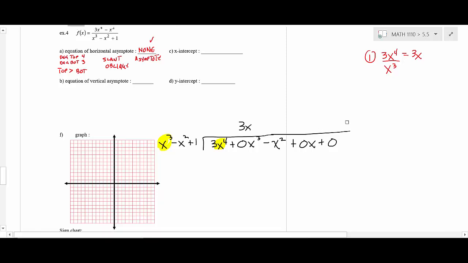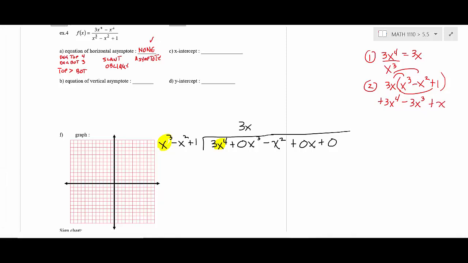Okay, all right, and then step 2, like we've done before, is we're going to take 3x and multiply it by the divisor. And then we're just going to record that under the like terms. Okay, this is the same thing that we've done before. So that's going to be positive 3x to the 4th, minus 3x to the 3rd, and then plus 3x, sorry.